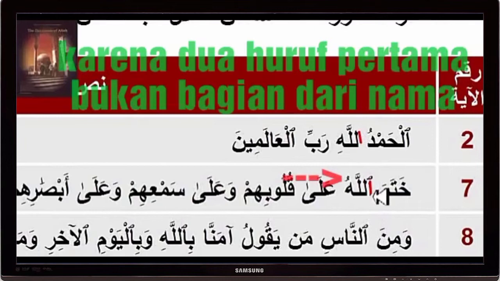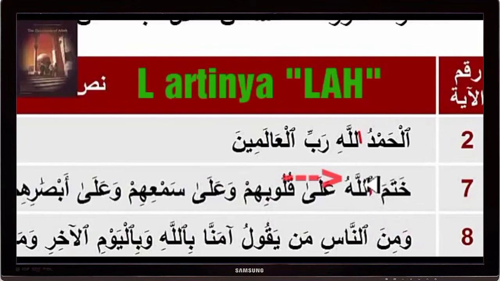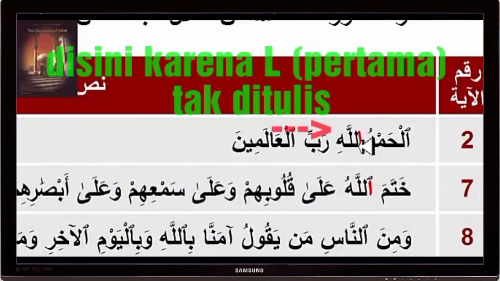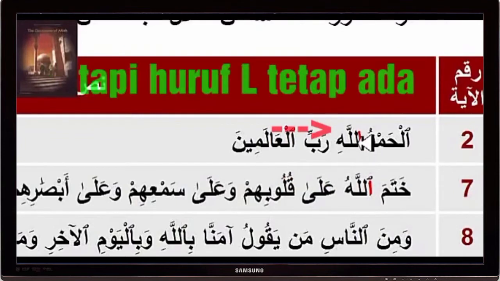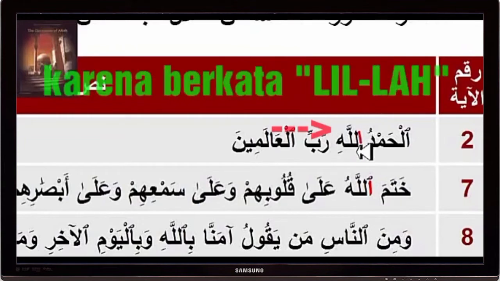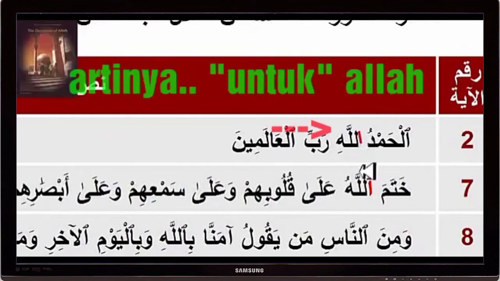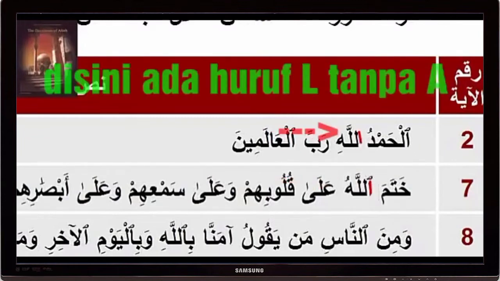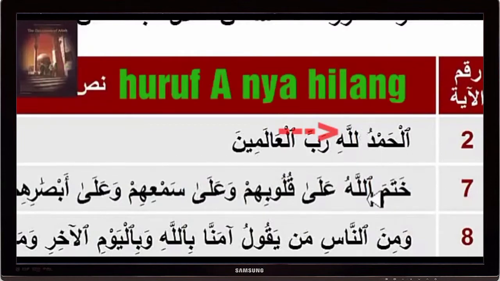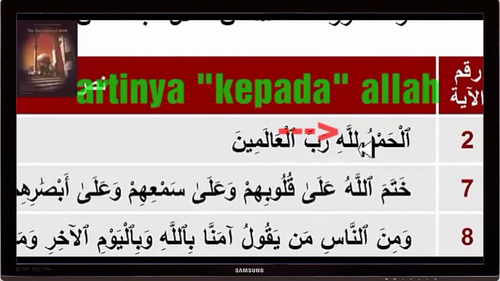Simply, the first two letters are not part of the name. L means that. In here, because the word is not saying AL, this is why the A disappears. But the letter L is still there. Why? Because it says Lillah, which means to Allah. So here the L is without the Alif; you see the Alif disappears. This is Alif, we call A Alif. It disappears simply because it says Lillah, which means to Allah.